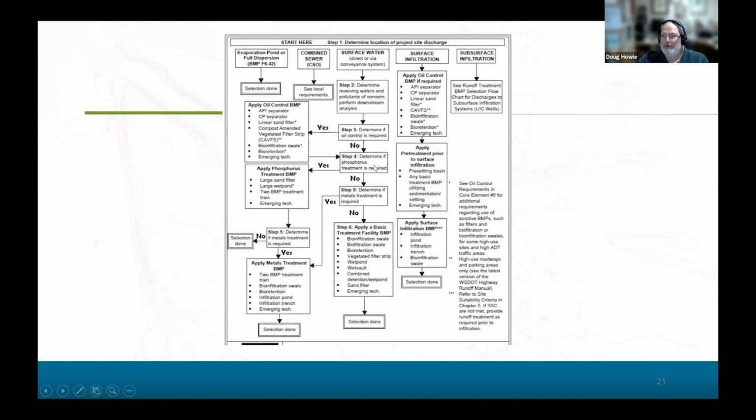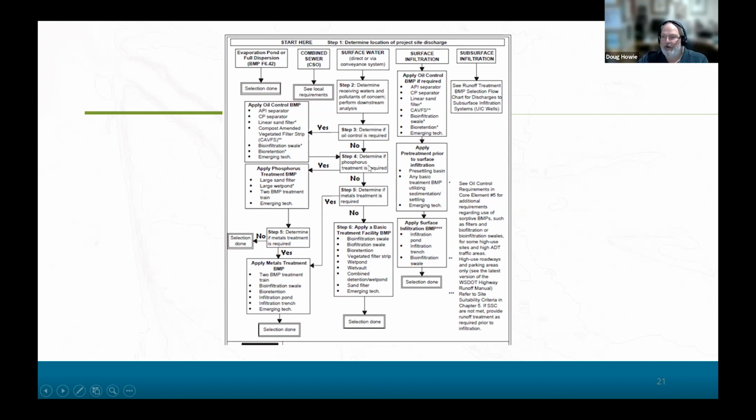Now, is phosphorus treatment required? If it is, you do a phosphorus treatment. And then you go on down to see, was metals treatment required? If it was required, you have to make sure you get metals treatment. And then you're done, because metals treatment also gives you basic treatment. If you're using a metals treatment BMP, you also get basic treatment. And if you're using a phosphorus treatment BMP, you also get basic treatment. So your selection's done over here if you had to do phosphorus.